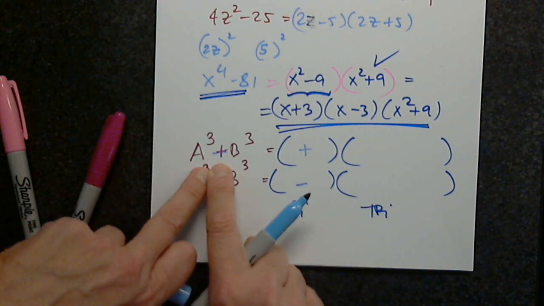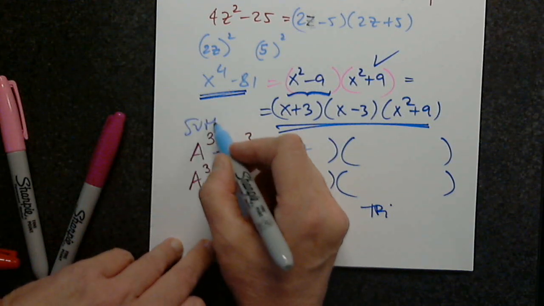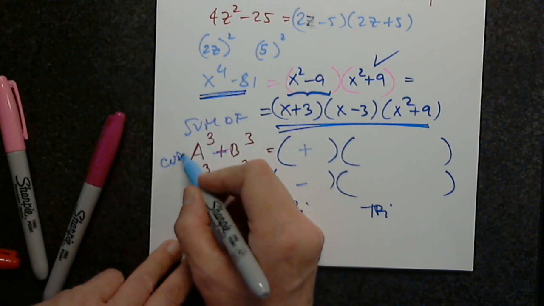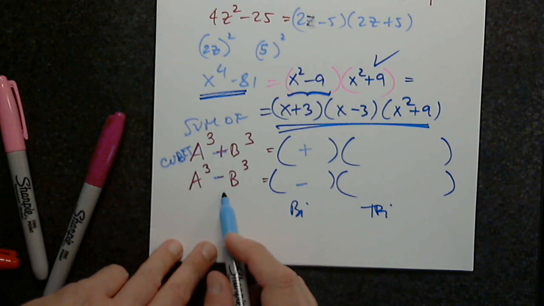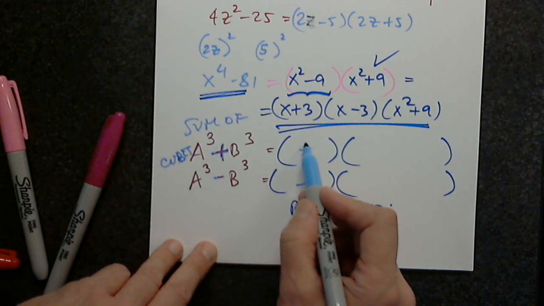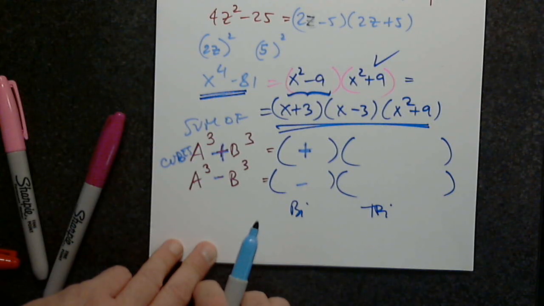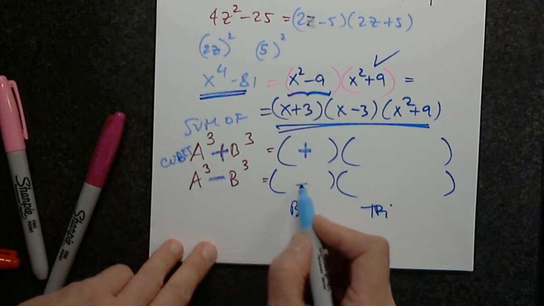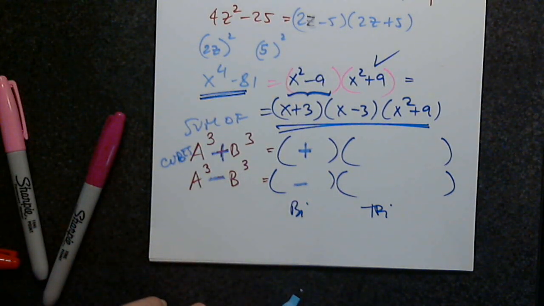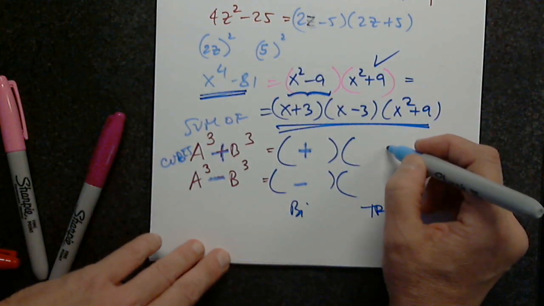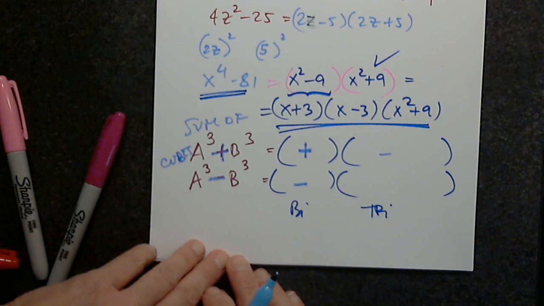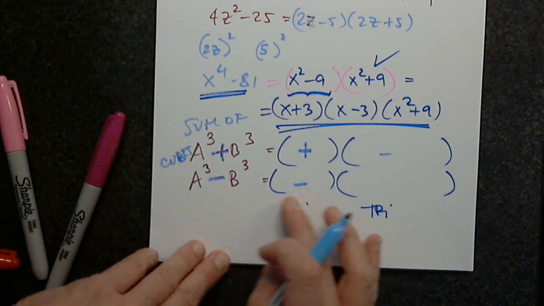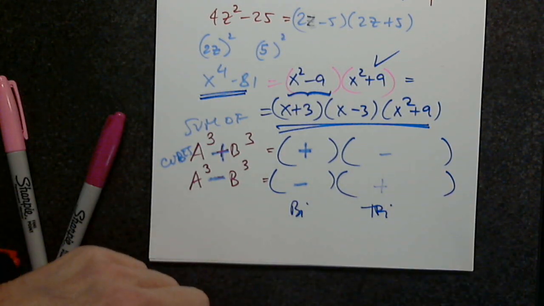If we factor the sum of cubes, so this is the sum of cubes, and this, of course, is the difference of cubes. So if we factor the sum, the binomial will have the sum. If we factor the difference of cubes, the binomial will have the difference. And right here in the middle will be the opposite sign. If these two are plus, the middle one is minus. If these two are minus, the middle one is plus.